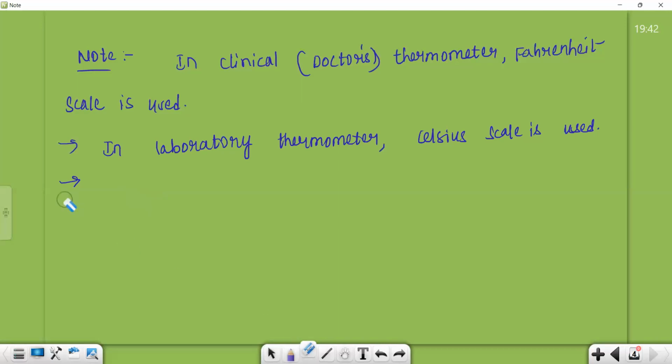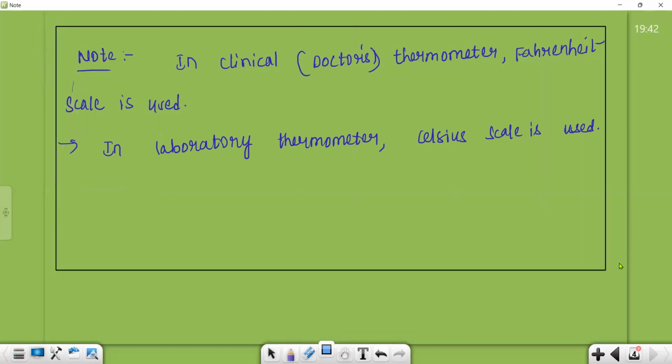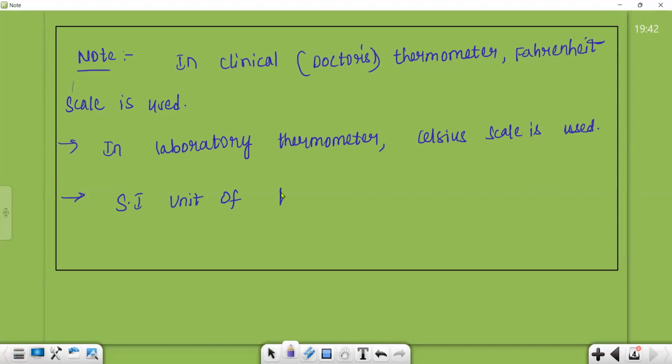Another point we can write here, as a note: the SI unit of temperature is Kelvin. Kelvin is shown by the symbol K. Fahrenheit is shown with a degree symbol and capital F, Celsius with a degree symbol and C. Kelvin is simply K.